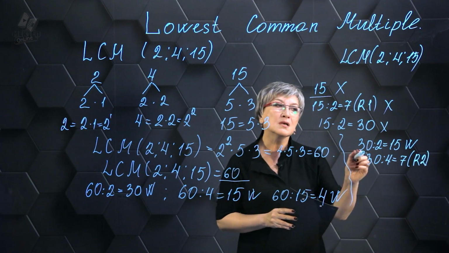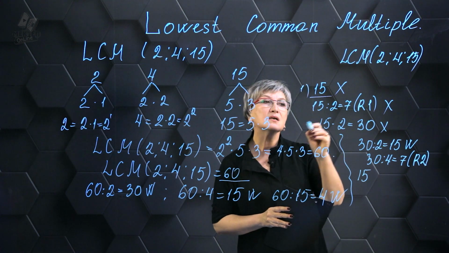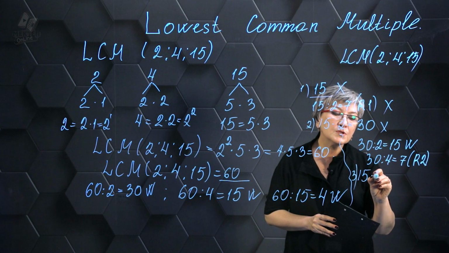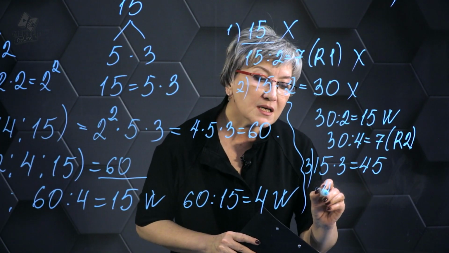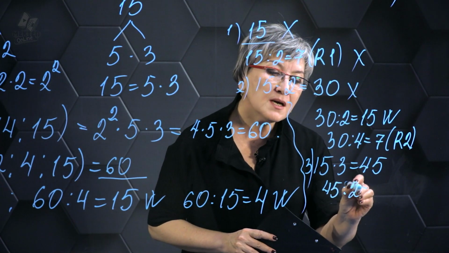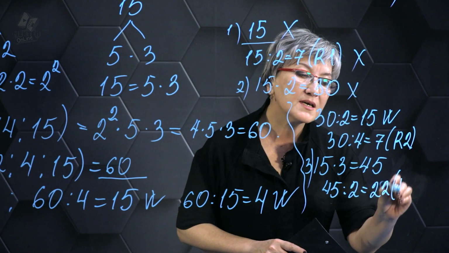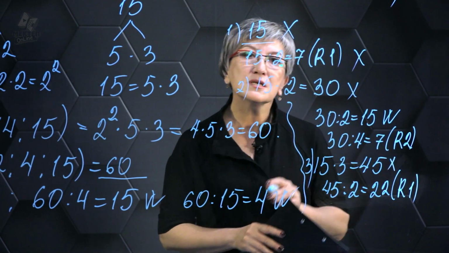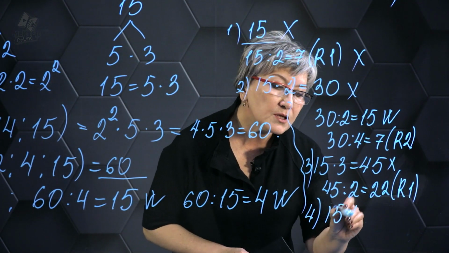Then I have 15, which means I took the first step. Then I took the second step. Now I'm taking the third step. I multiply 15 by 3 and it will be 45. So let's check. I performed the division of 45 by 2. The result of dividing 45 by 2 is 22 with a remainder of 1. When there's a remainder, it means this number is not suitable. Okay, time for the fourth step now. Let's proceed. 15 times 4 equals 60.